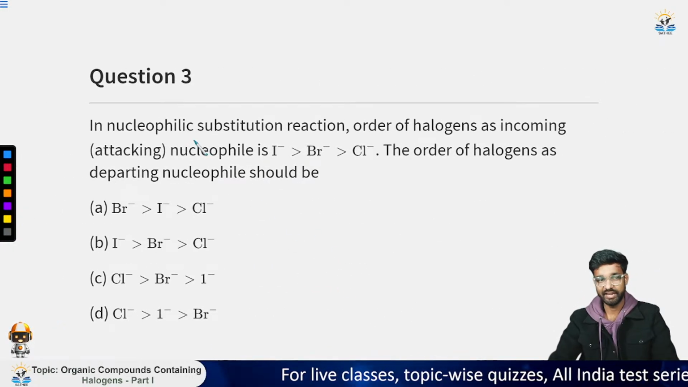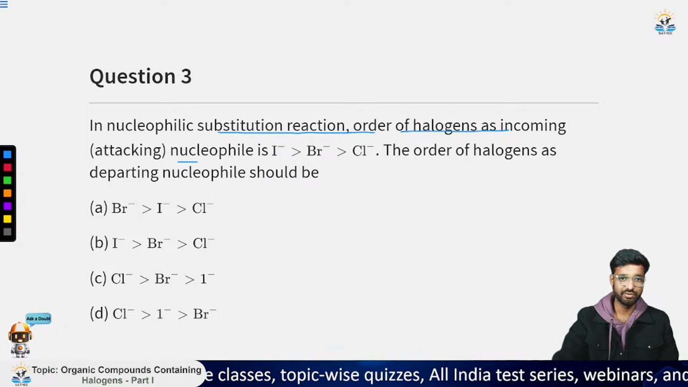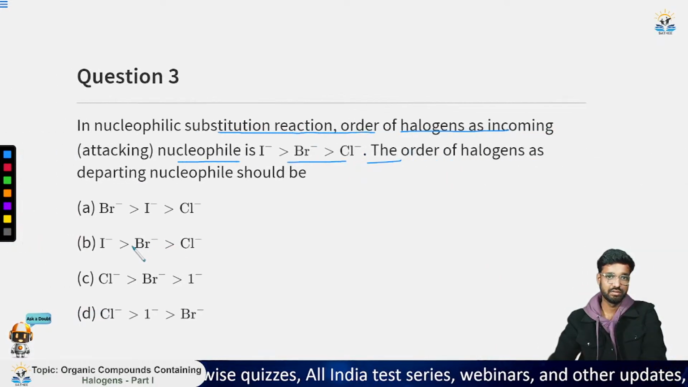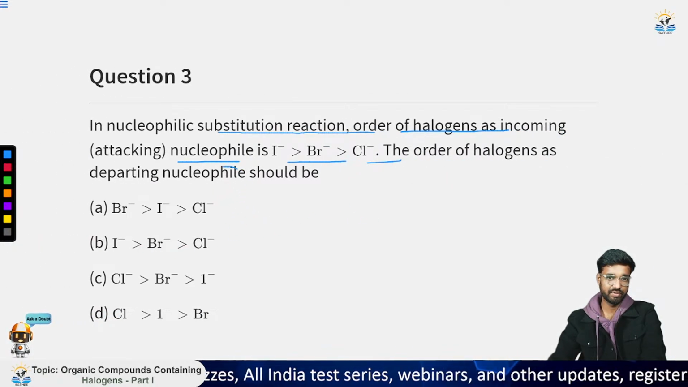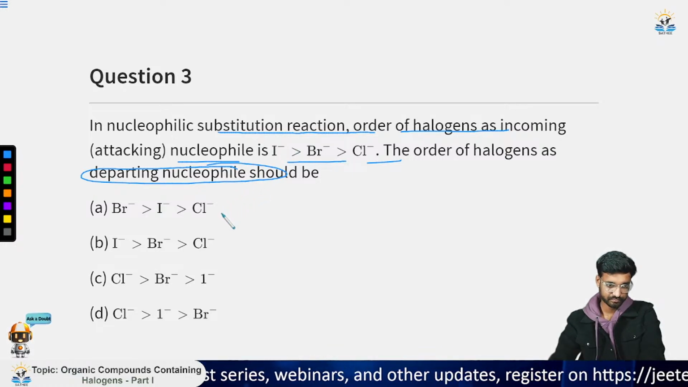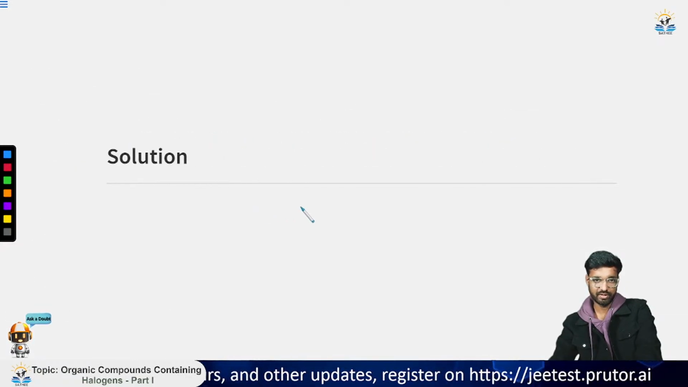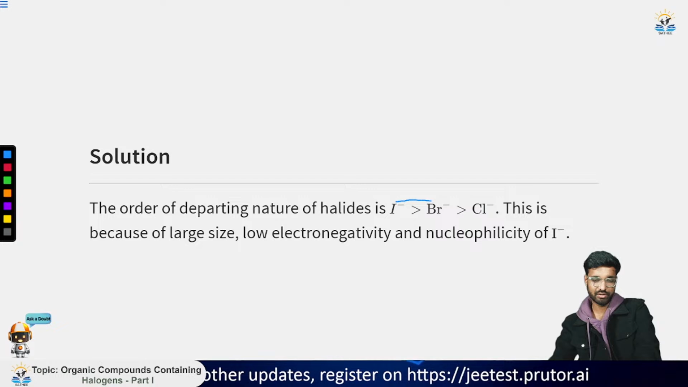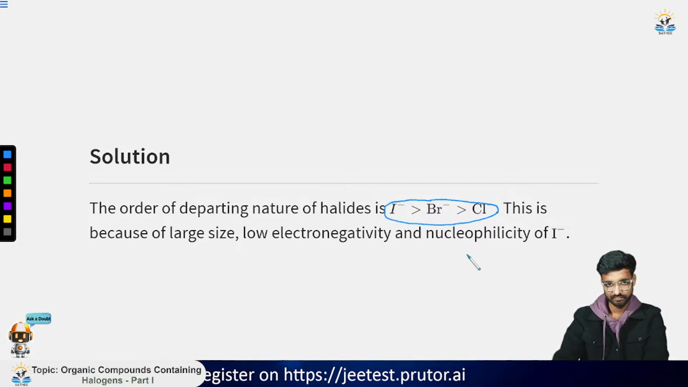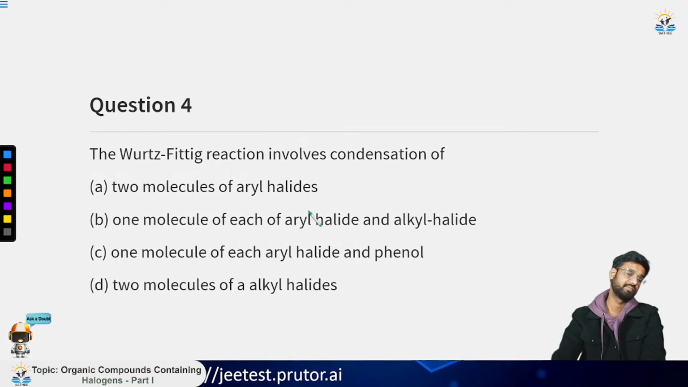Now question number 3 that we have here is nucleophilic substitution, order of halogenation as incoming nucleophile: I minus, Br minus, Cl minus. So this is the order of coming, and what should be the order of departing? If it is a better leaving group, it will depart easily. If it's not a better leaving group, it will not depart easily. So this is the case because of the large size, the negative charge is much more stabilized on the larger anion. And this is because of the low electronegativity and nucleophilicity of this I minus.